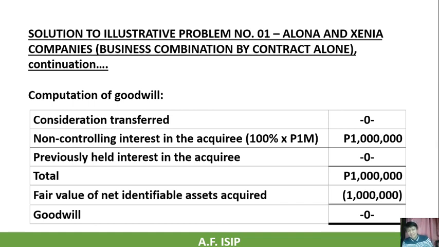So it is very easy to remember. If the business combination is by contract alone, there will be no goodwill because the non-controlling interest is also 100%. Whatever is the amount of your net identifiable assets acquired, that is also the amount of the non-controlling interest, and you will end up with zero amount of goodwill.